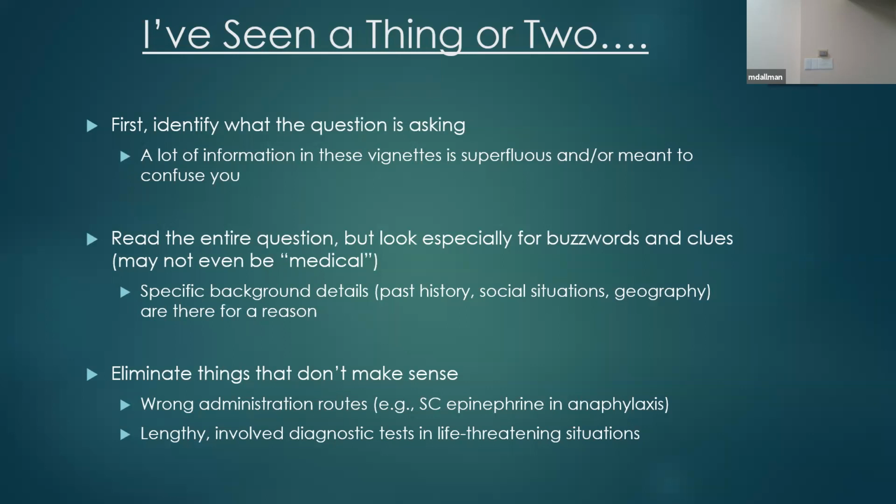The reason he's from Ohio is not because they're going to get in there to say he's a Cleveland Browns fan. It's in there to point you in a very specific direction. Those are there for a reason. And eliminate things that don't make sense, like wrong administration routes, like sub-Q epinephrine in anaphylaxis. If it's a life-threatening situation, don't choose lengthy diagnostics. They'll give you options sometimes like a BQ scan or MRI, like an MRI brain. So you can immediately eliminate these especially lengthy diagnostic studies in life-threatening situations.